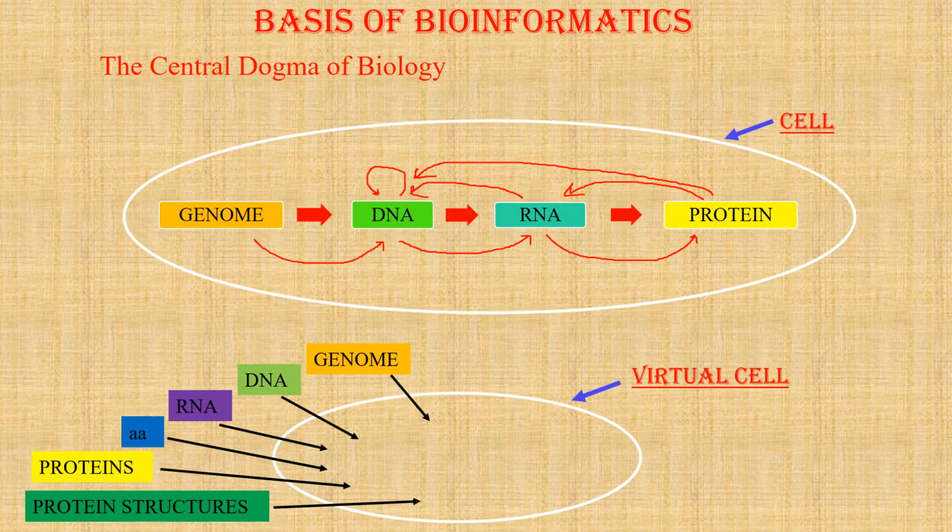The more data we input into our virtual cell, the more likely our virtual cell on the computer will resemble our natural cell. So that is the basic principle of bioinformatics. We create a virtual cell and we try to input data so that it resembles our naturally occurring cell.